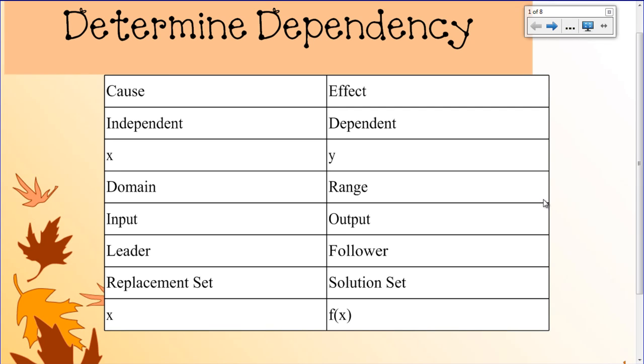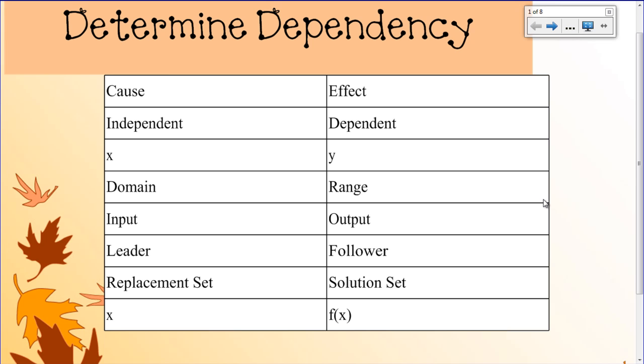Well, hey there, kiddos. Today we are going to talk about determining independent and dependent variables. Just like in science, you have independent and dependent variables, we also have them in math. We deal with them a lot, and knowing what is independent and what is dependent is very important, especially when writing equations. Being able to determine that is a big skill.